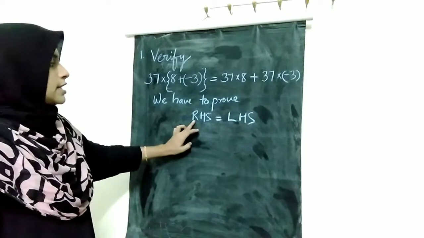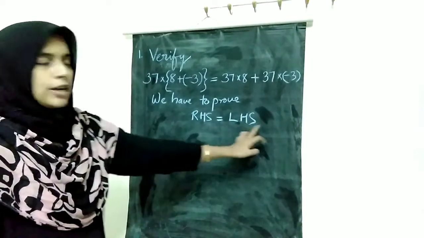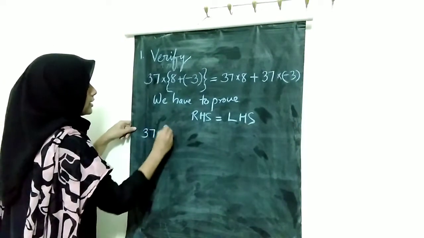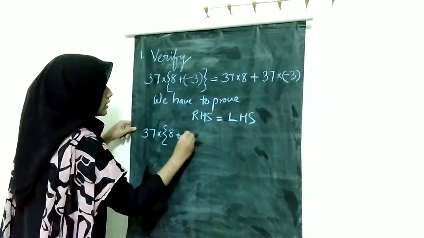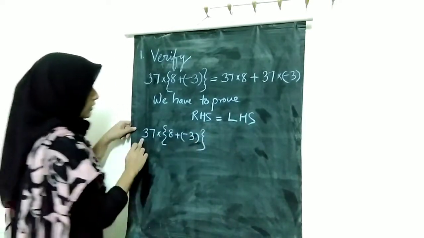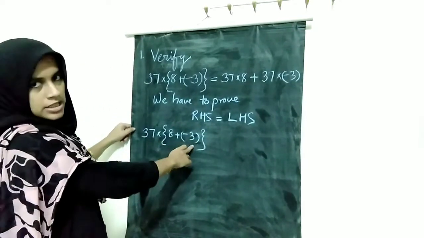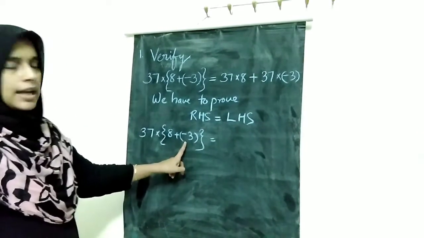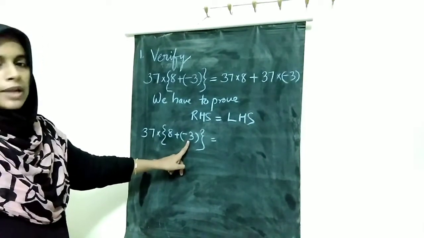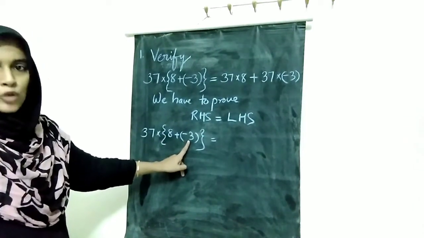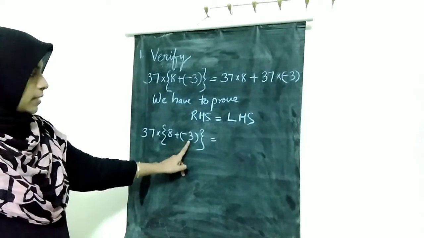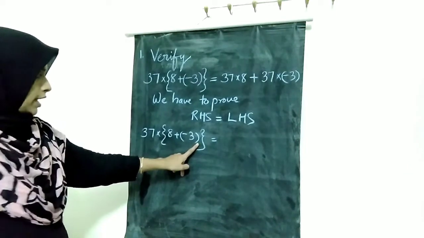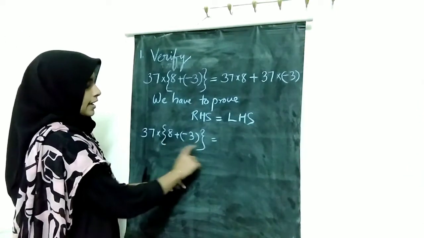Okay. So what is RHS? Right hand side equal to left hand side. So I am going to write right hand side. What is right hand side? 37 into 8 plus minus 3. So for solving this, you can see curly bracket and this normal bracket. This bracket represents only a negative integer. Okay. So minus 3 is negative. That's why they have put the bracket. Okay. So first we will solve the bracket first.